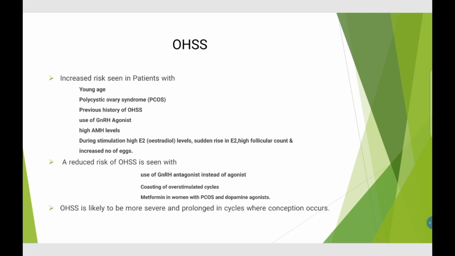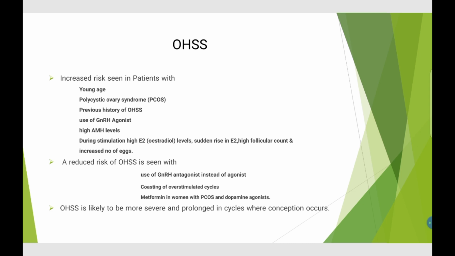Now, which are the patients at increased risk for OHSS? These are young patients, patients with polycystic ovary, those with a previous history of OHSS, use of a GnRH agonist protocol, and high AMH levels. During stimulation, if there is a high estradiol level or a sudden rise in estradiol level, or a high follicular count and increased number of eggs, it suggests that this patient is at high risk for development of OHSS.